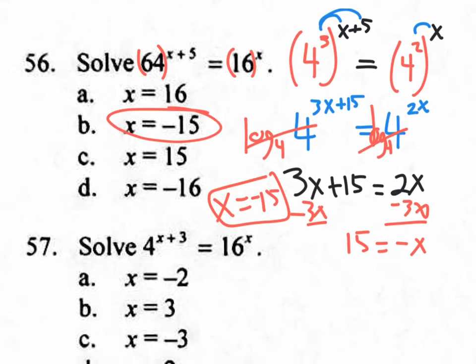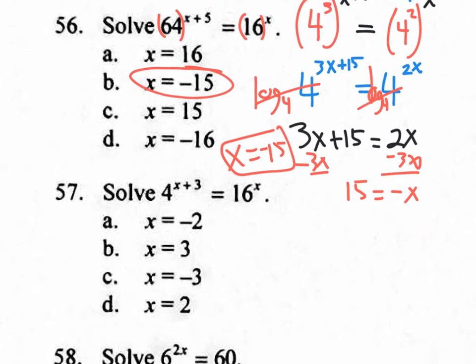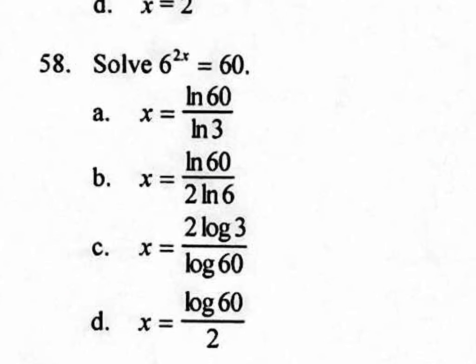And if you understand number 56, you should be able to do 57 on your own. Let's try number 58. 58, again, it's solve. And again, we could look at these bases and we should think, could I change them to be the same base? And the answer is no, you can't, right? Because 6 to what power gives you 60? It doesn't work. So you can't really do that.